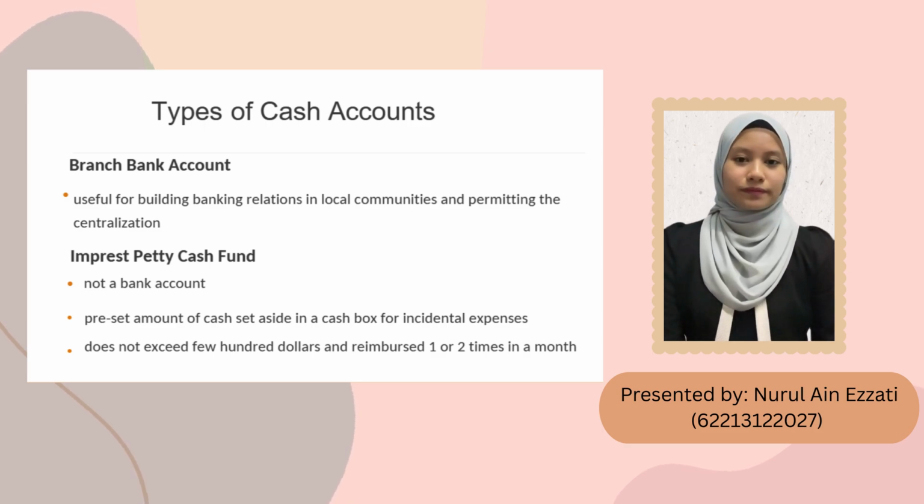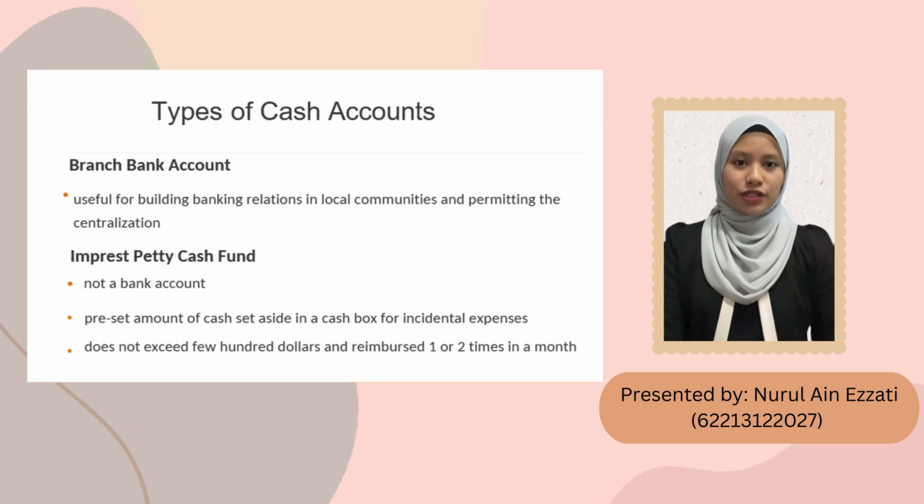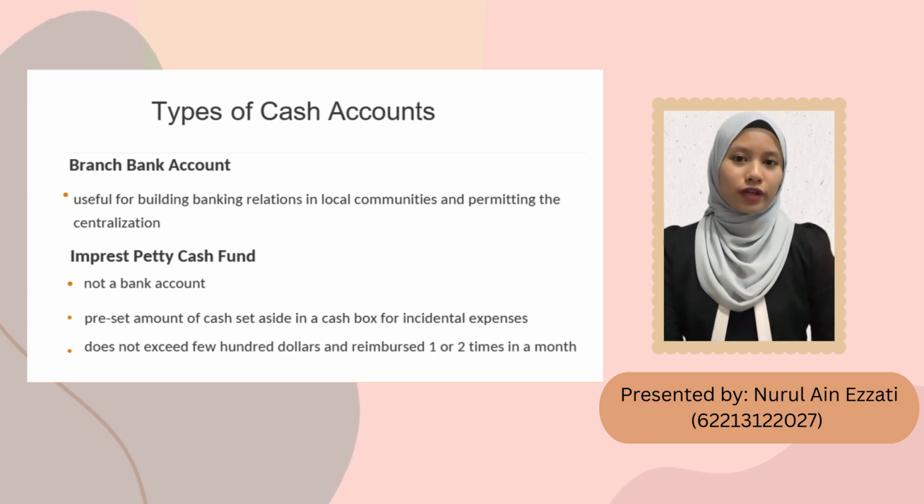For example, we have a company which has its HQ in Kuala Lumpur but opens a branch bank account in Penang. So this allows the Penang branch to handle its own payments, such as utilities or transport, without waiting for HQ approval each time.